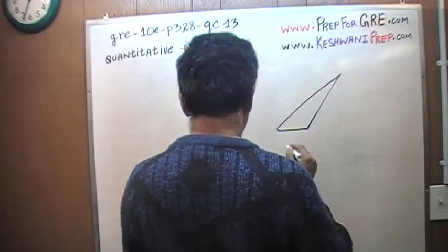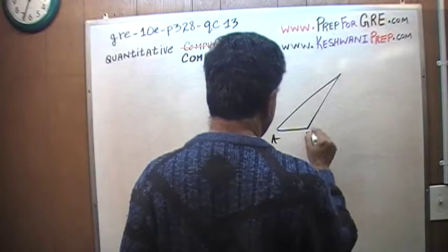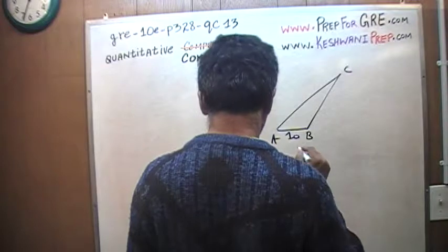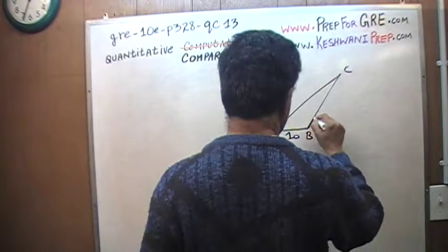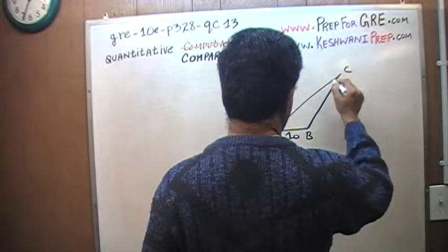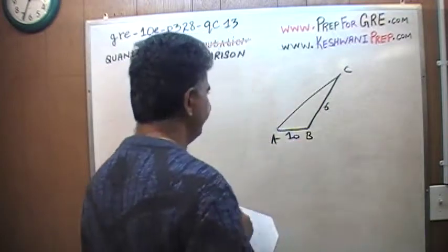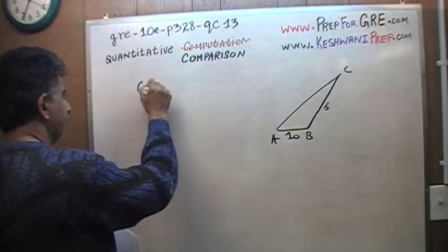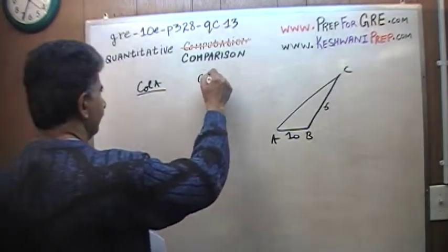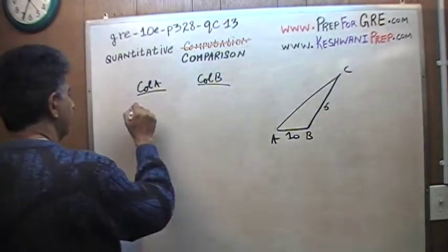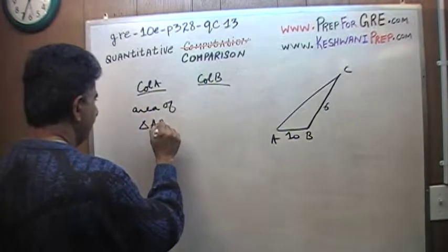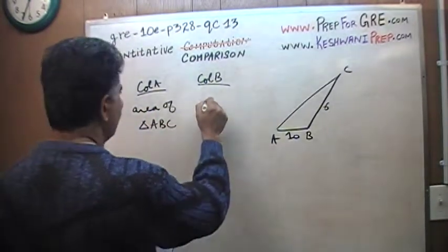Here's your triangle, A, B, C. This is 10. This distance from here to here is 6. And the question simply is, they want you to compare the area of triangle ABC versus 30.